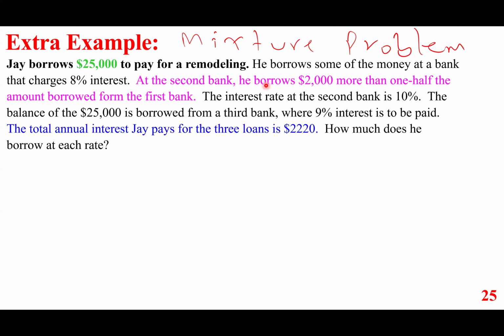At the second bank, he borrows $2,000 more than one half the amount borrowed from the first bank. The interest rate at the second bank is 10%. The balance of $25,000 is borrowed from the third bank where 9% interest is to be paid. The total annual interest Jay pays for the three loans is $2,220. How much does he borrow at each rate?